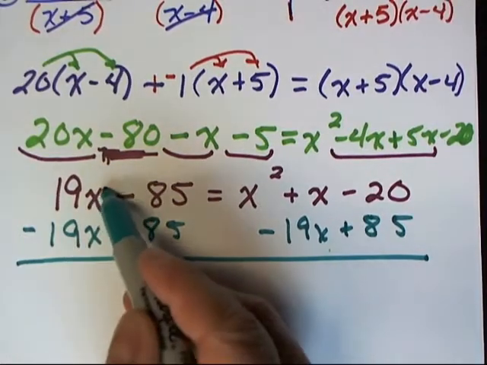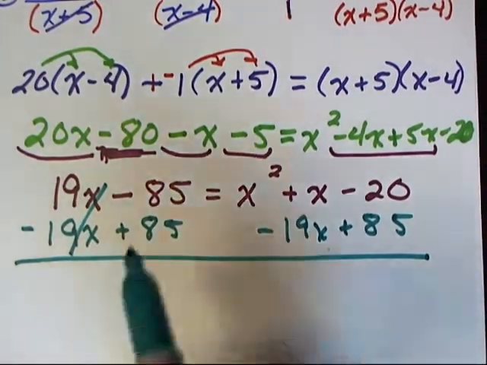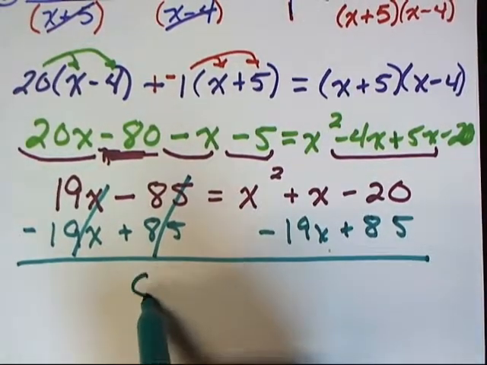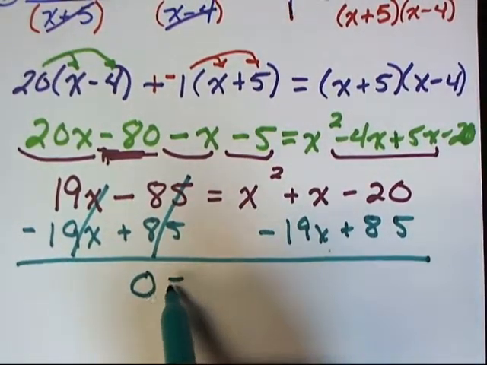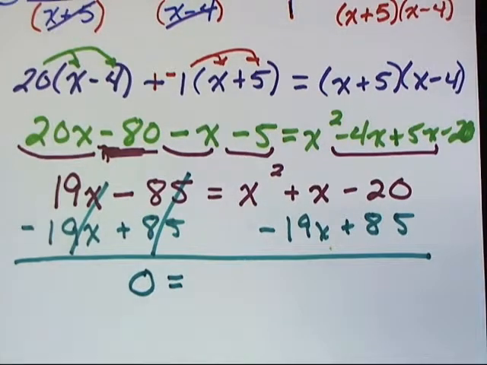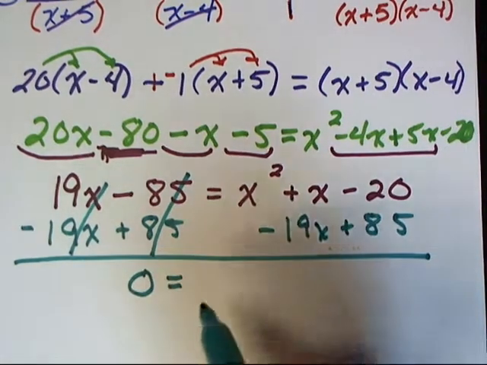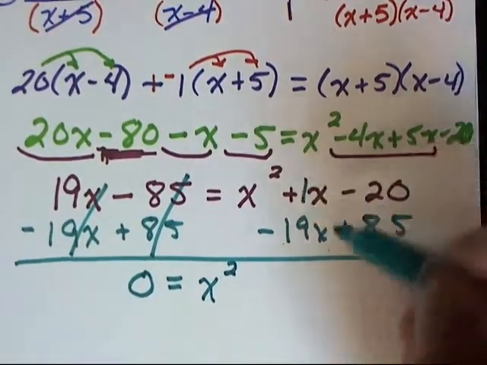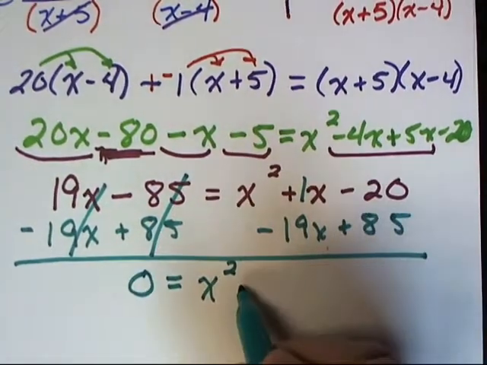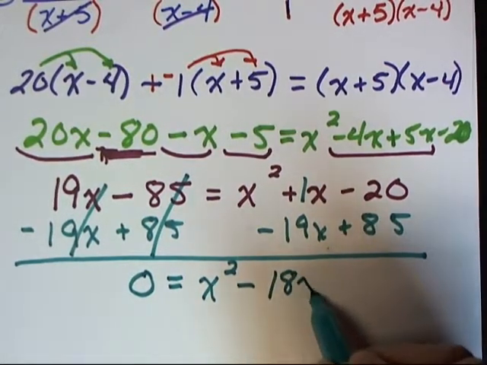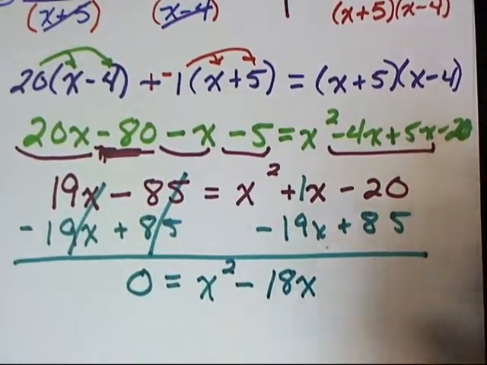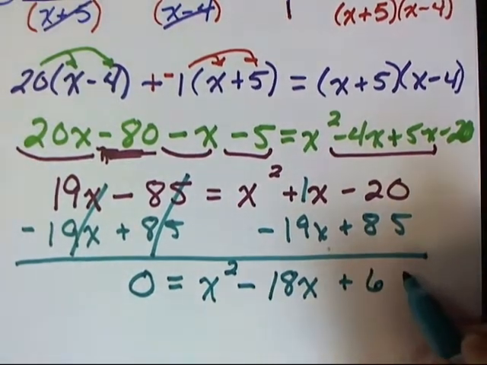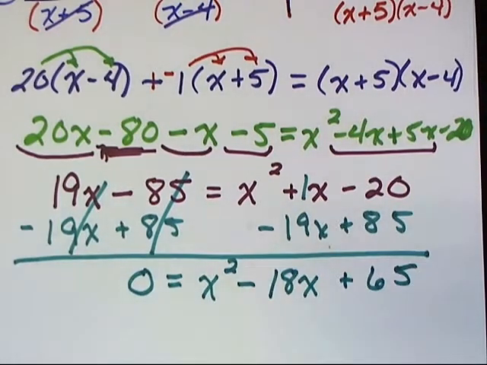Now remember, 19x minus 19x is 0x, it cancels out, and the same thing with the negative 85 and a positive 85. But I still have a 0 to represent the left side of the equal sign. This started off as an equation. It will be an equation all the way through. X squared, a positive 1x minus 19x is a negative 18x. Negative 20 plus 85 is a positive 65.